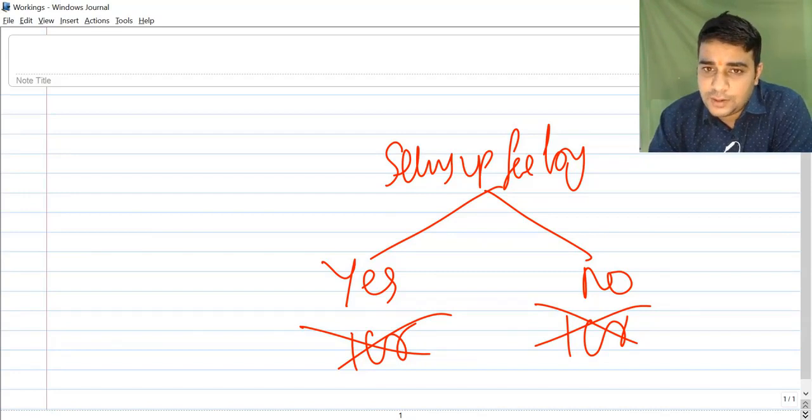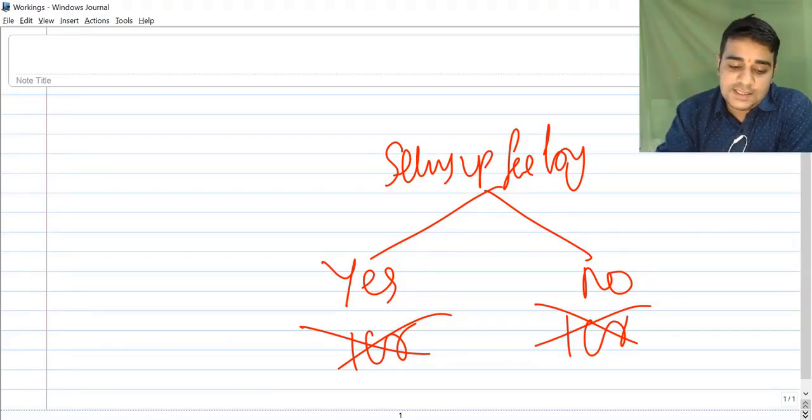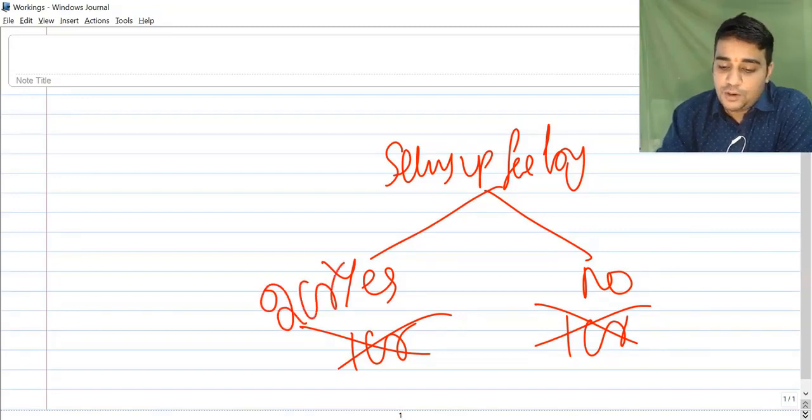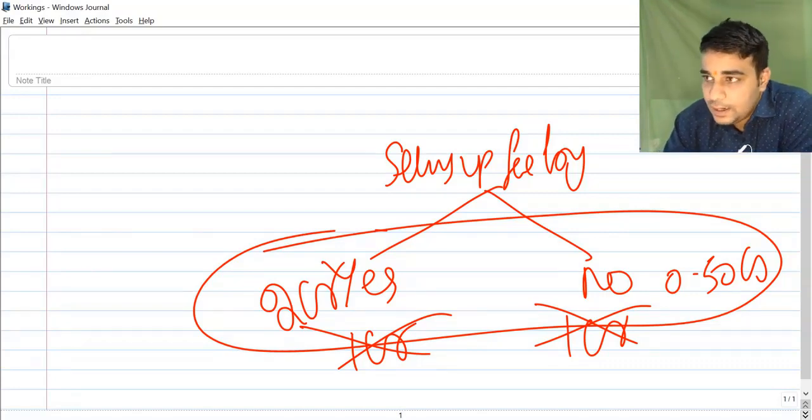Can you tell me what is the relevant cost here? 2 crore 50 lakh, 2 crore 50 lakh, 1 crore 50 lakh. What is the relevant cost? No. What is the relevant cost? 1 crore. The relevant cost is: yes side you spend 2 crore, no side you spend 0.5 crore. Yes minus no is the relevant cost always.